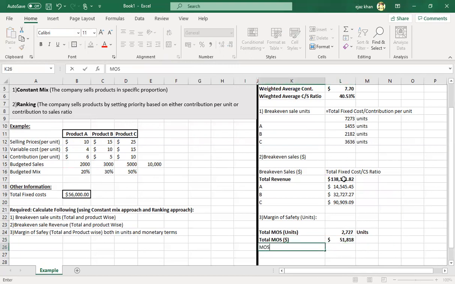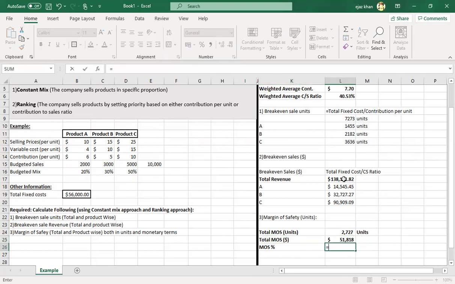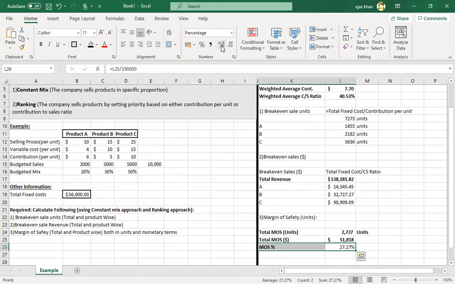And sometimes the examiner may ask you to find out the percentage of margin of safety. Find out the margin of safety in percentage. For that, what you have to do is to pick up the margin of safety figure and divide it by the budgeted sales figure, that 190,000 figure. So 51818 divided by 190,000, the budgeted sales figure, and you will get the margin of safety in form of percentage. So we have 27.27% margin if we are generating a sales of $190,000.